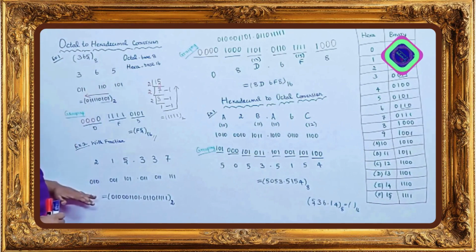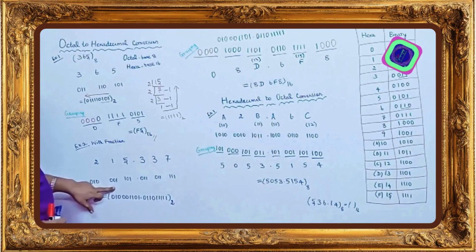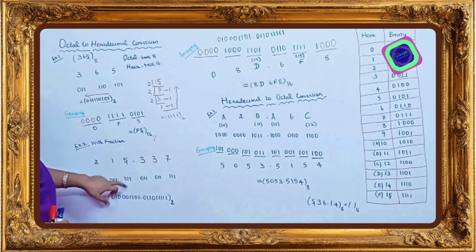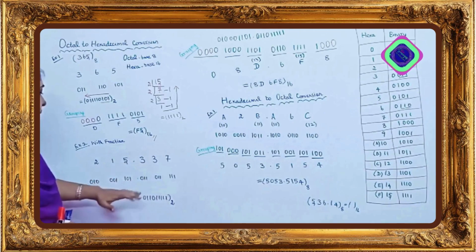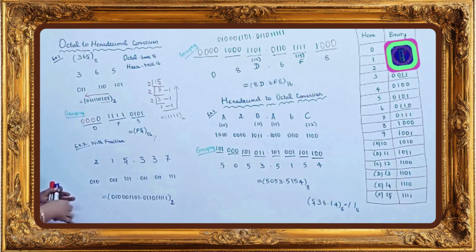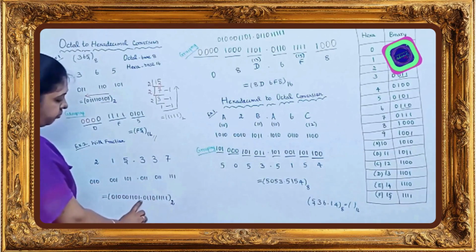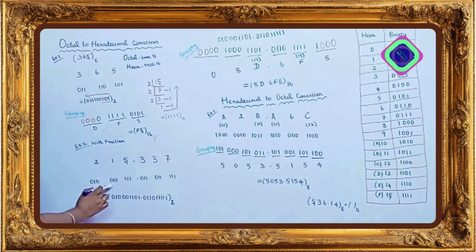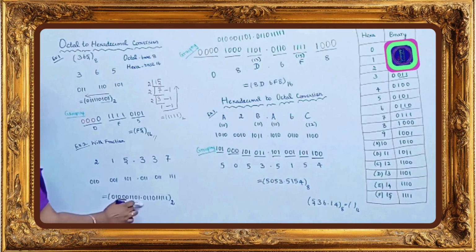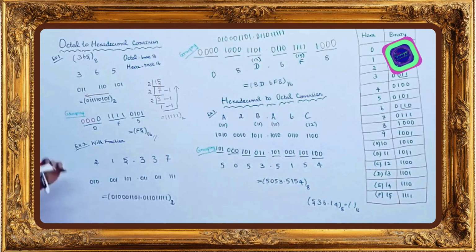So I am directly telling the substitution values for 2, 0, 1, 0, for 1, 0, 0, 1, for 5, 1, 0, 1. Similarly for 3, 3, 7, the values are given here. After the decimal point also we are doing the same substitutions. That is, for 215, 0010 0001 0101 point. For 337, 0011 0011 0111, it is written.